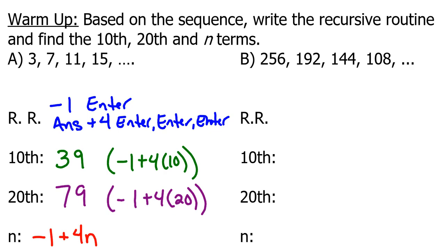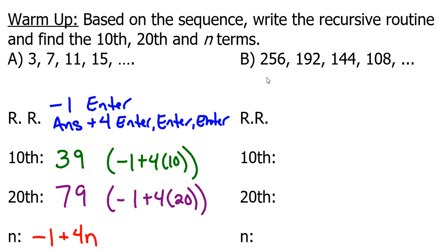Here, I'm not adding or subtracting a certain value, so I want to see what kind of ratio, perhaps a multiplier, is involved. In order to do that, I would take the current term divided by the previous to see what I would be multiplying going forward. So what's 192 divided by 256? 144 divided by 192, 108 divided by 144, and that will help me find my pattern.